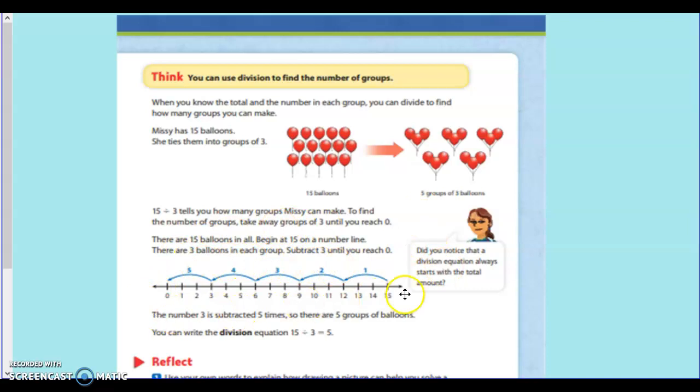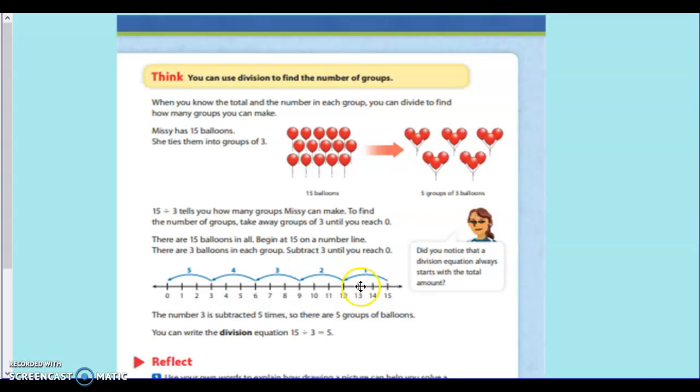Here, they show you this 15 divided by 3 on a number line, okay? There are 15 balloons in all. Begin at 15 on the number line, which should be right here, okay? And there are 3 balloons in each group. So you're subtracting 3. You're counting back 3 each time.